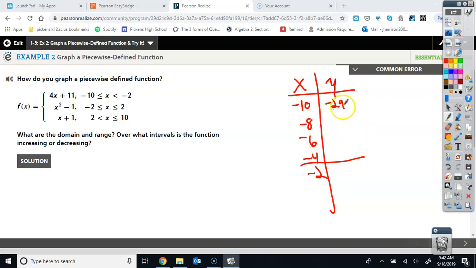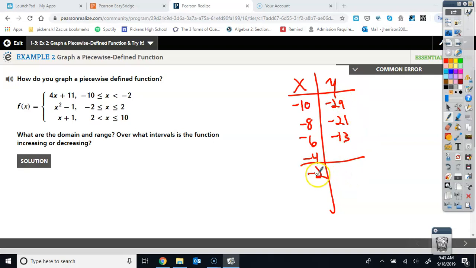the whole way up through here. If I plug in -10, I'm going to get -29. If I plug in -8, -8 times 4 is -32 plus 11, that's going to be -21. Then we look at -6. -6 times 4 is -24. -24 plus 11 is -13. So I would get these graphs right here that would actually be increasing all the way up.